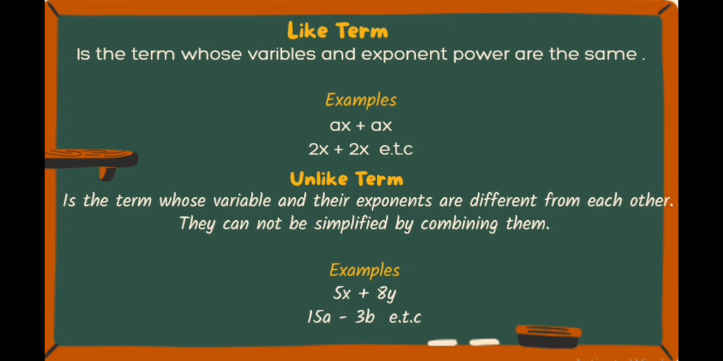Now, unlike terms are those terms whose variables and their exponents are different from each other. So they cannot be simplified. That is, they cannot be added together. For instance, I can have 5x plus 8y. That is 5 rice plus 8 beans. Rice is different from beans, unlike 2x plus 2x, which is 2 rice plus 2 rice. We can combine it together. So when we have 5 rice and 8 beans, they are unlike terms. So you cannot add them together. You cannot simplify that.